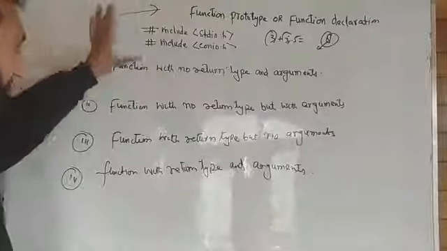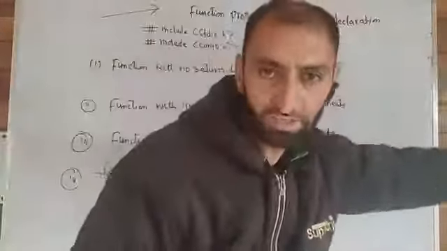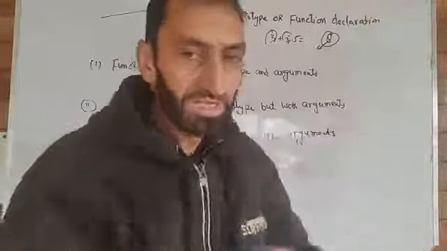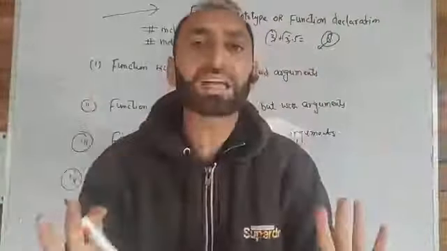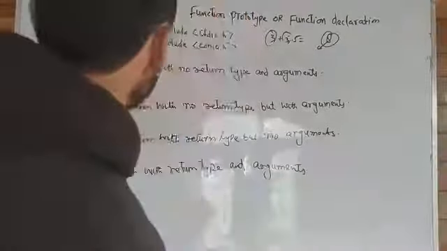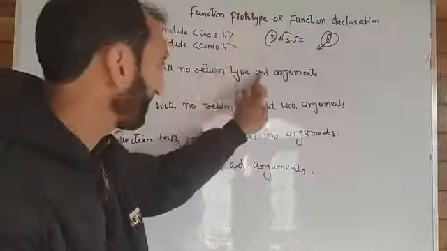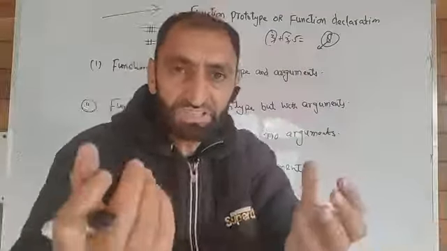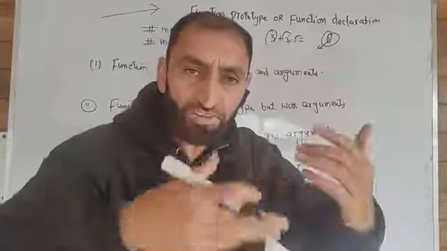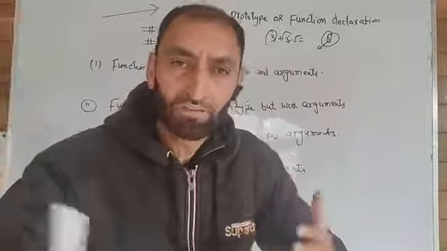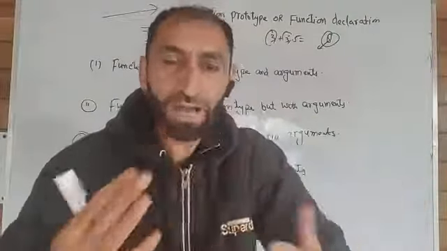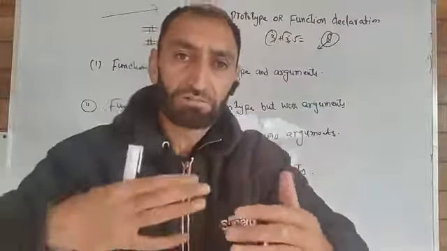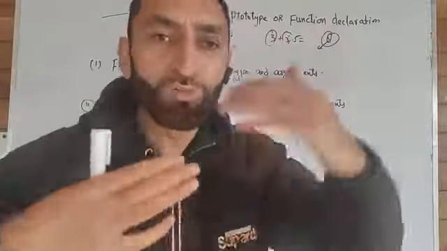We can say, depending upon the prototype of the function or declaration of the function, there are 4 different categories of functions. First one is the function with no return type and no arguments. That means the function is going to return nothing, and no arguments have been passed to that function.